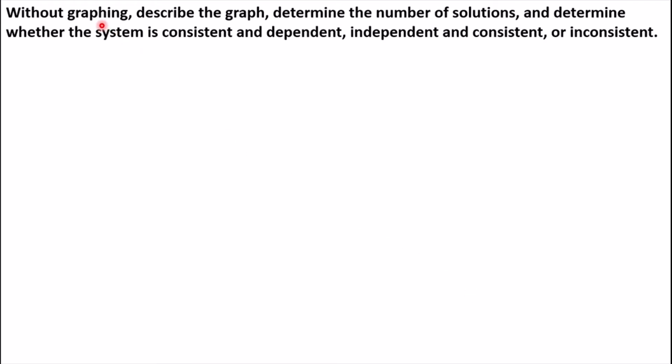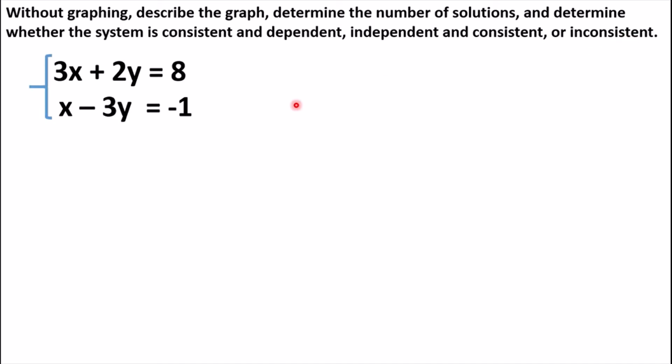So, without graphing, describe the graph, determine the number of solutions, and determine whether the system is consistent and dependent, consistent and independent, or inconsistent. So, we have here a system of linear equations. First one, 3x plus 2y is equal to 8. Then, second one, x minus 3y is equal to negative 1. Let us first change the first equation into slope-intercept form to solve for the slope and y-intercept.